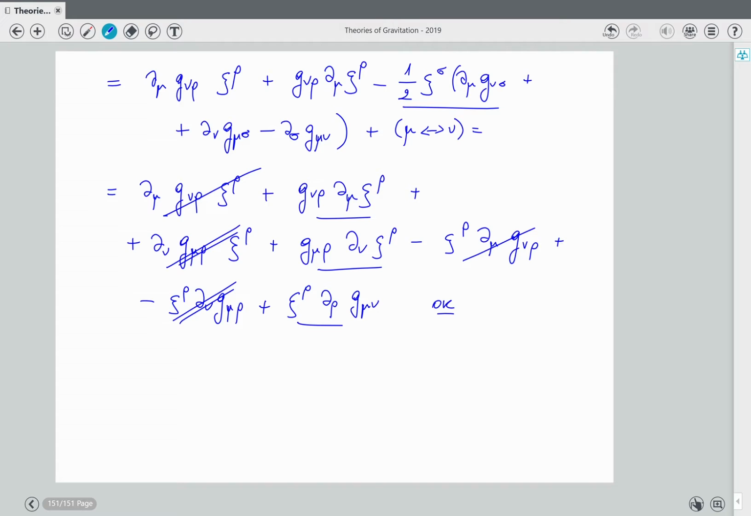Now, a vector psi mu such that partial mu psi nu plus partial nu psi mu equals 0 is called a Killing vector.